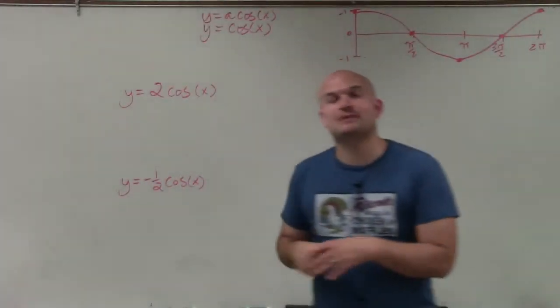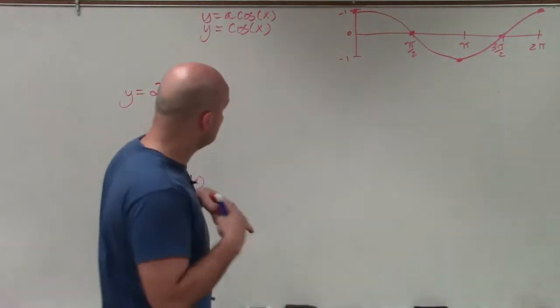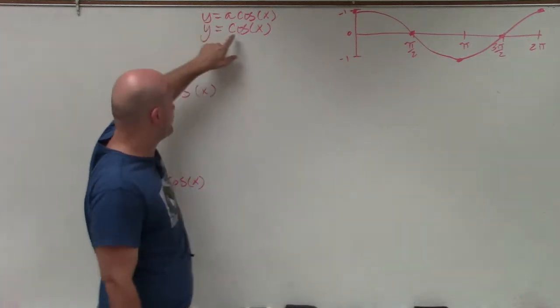Welcome to the gym. So what I'd like to do is show you how to graph the cosine graph when we have a change in the amplitude. Now, basically, when you look at the cosine graph, we have y equals cosine of x.